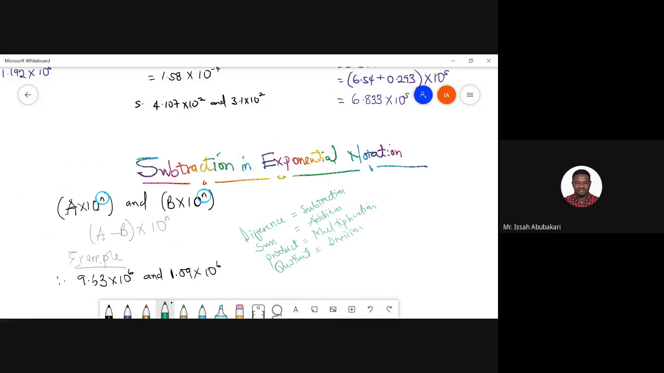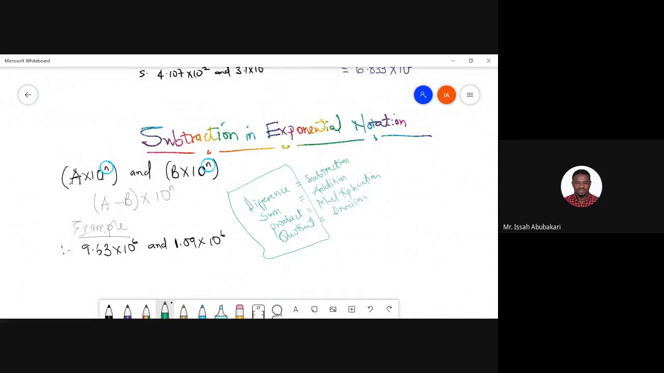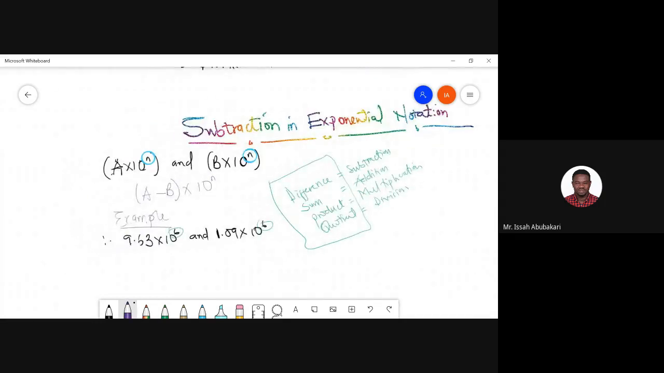So basically, when the question is in the form of a word problem, mostly they will be using these items. So for instance, in this particular question, you'll be asked to find the difference between these two numbers. Finding the difference, the first thing you have to look out for is the power. What is the power here and what is the power here? Are they the same? In this case, they are the same. If they are the same, then we can subtract 1.09 from 9.63.